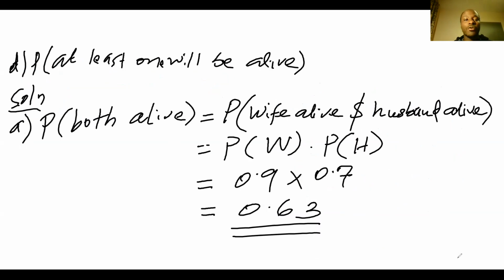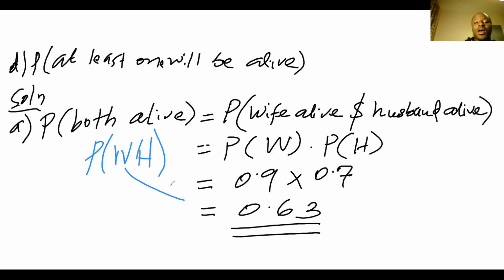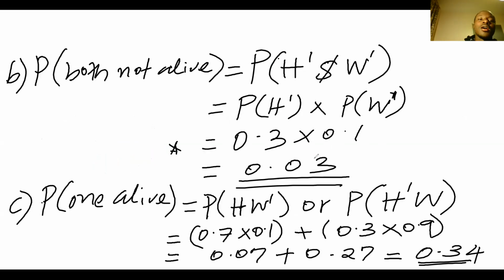So these are some of the questions you'll expect. So both are alive. We have said you do what? Probability of wife alive, husband alive. You have gotten here. And so here is an "and" operation. You multiply. You go next. Both not alive, so husband dead and wife dead. You get that.